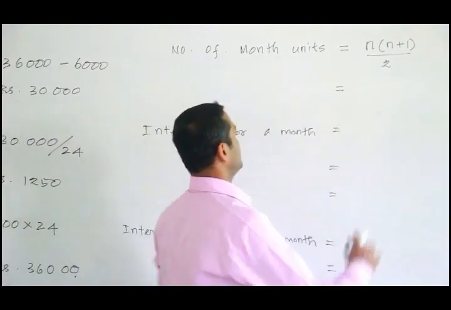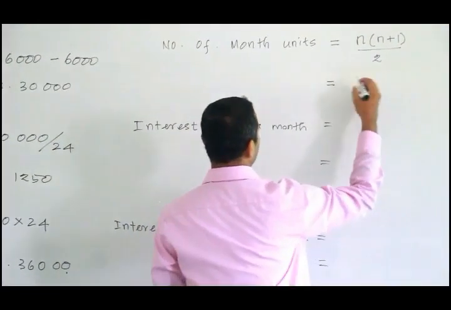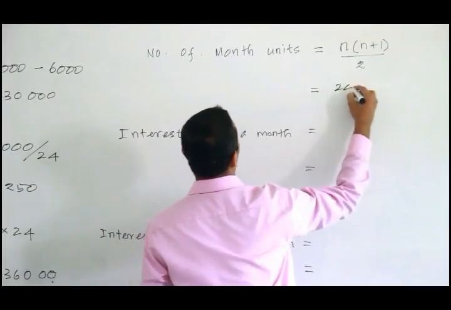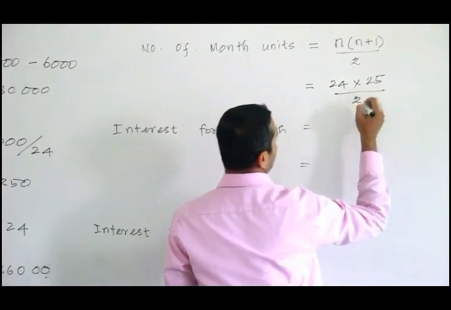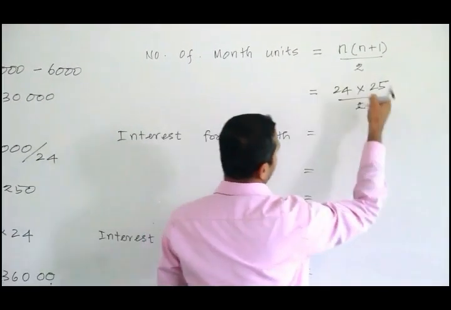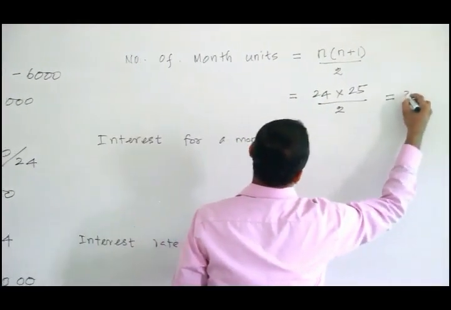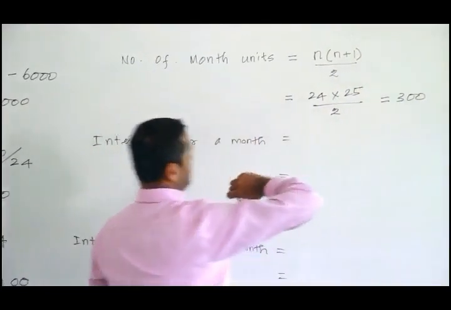Hope you understood, right? Alright, fifth step, that is to calculate the number of month units. You are going to repay this in 24 equal monthly installments. Then n equals 24, n plus 1 means 25 over 2. You can simplify, you will end up with 300, I guess.